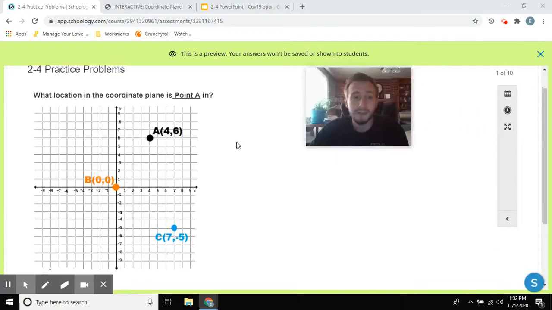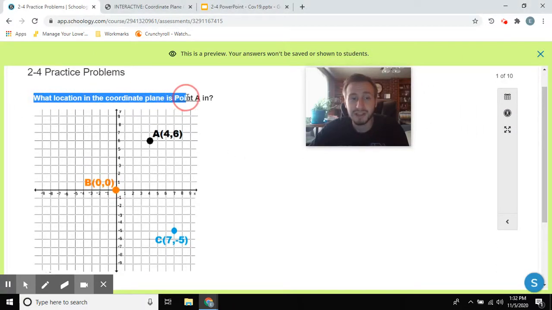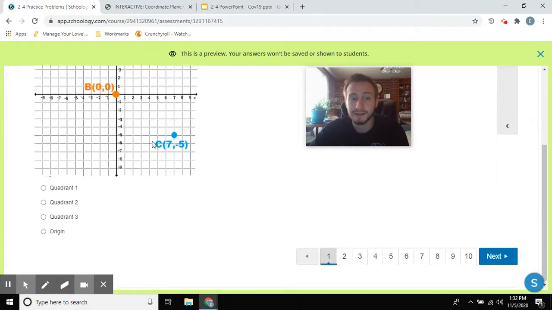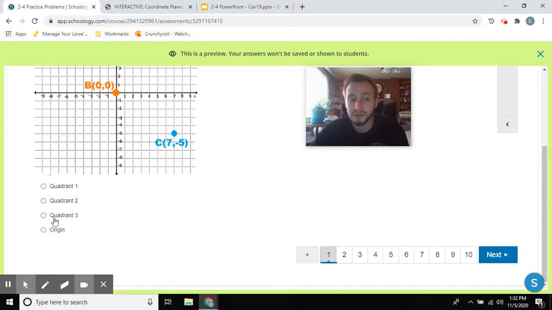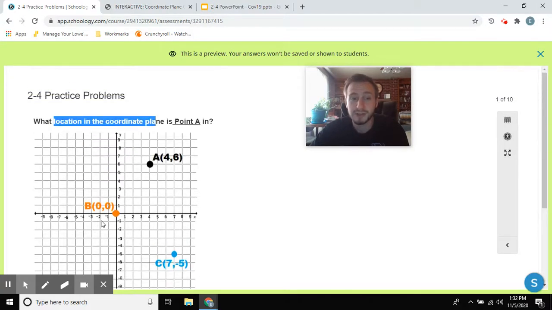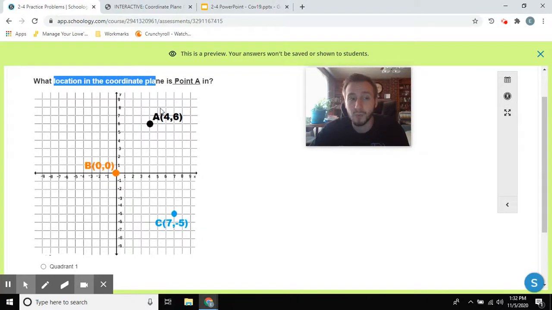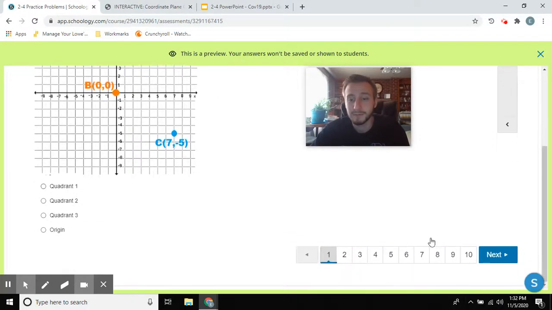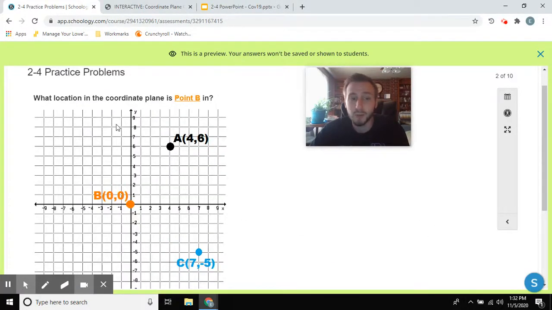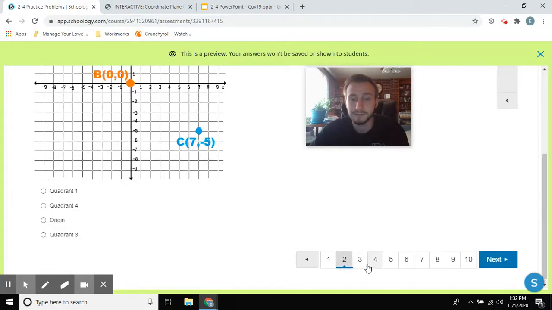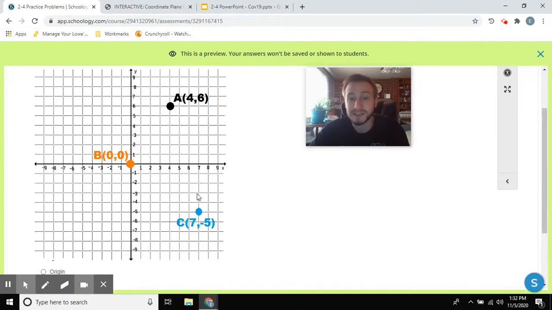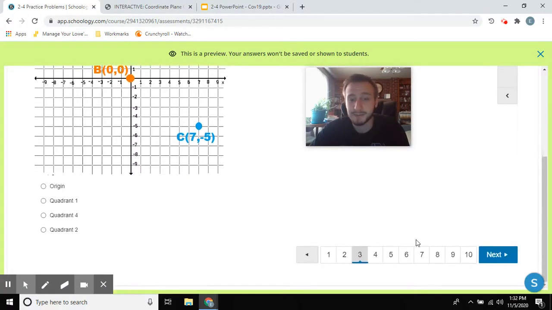So it should say, what location in the coordinate plane is point A? So here's point A, and it says it's 4, 6. So it says, what location is this point in? Is it quadrant 1, 2, 3, or the origin? So you need to figure out point A is in what location? Question 2 is going to say, what location is point B? So where is that? Number 3 says, how about point C? What location is that one in? Same thing, choose your answer.